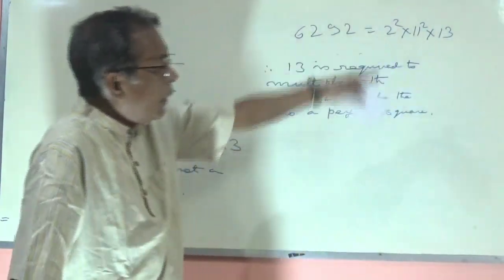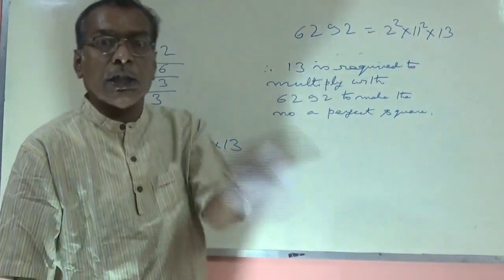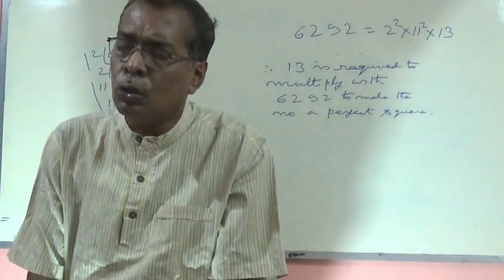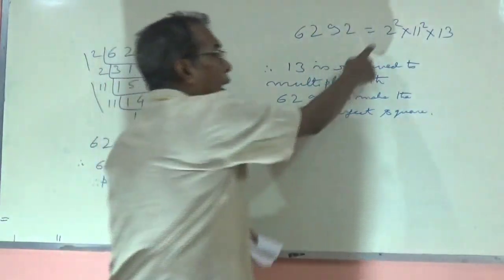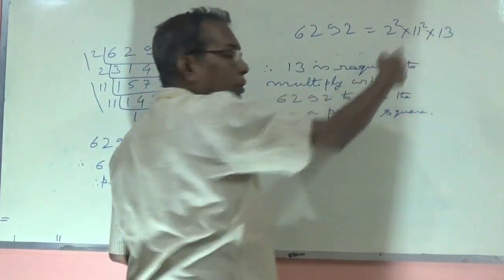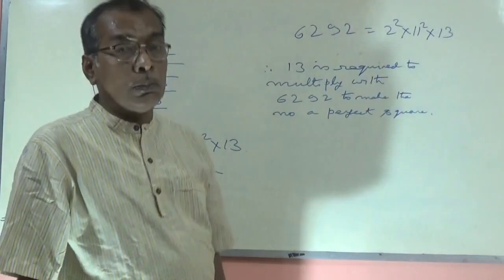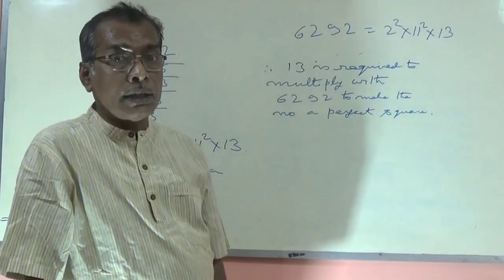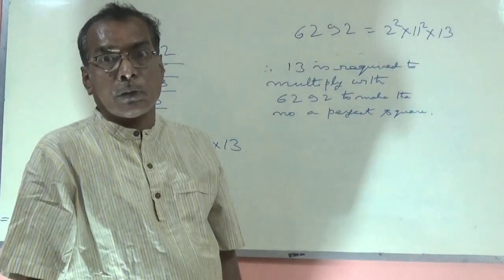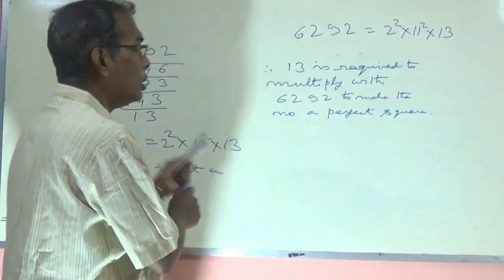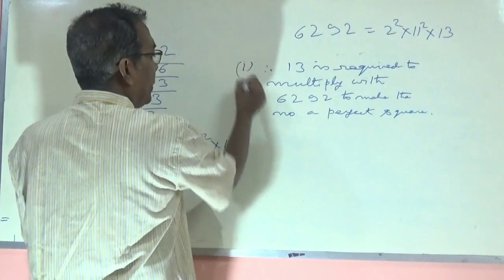So in that case I am finding 13 is the odd man out, kick it out. How will it go out? If I divide this number by 13, 13 will cancel. So how much is required to divide to make the number a perfect square? 13 is required to divide to make the perfect square.